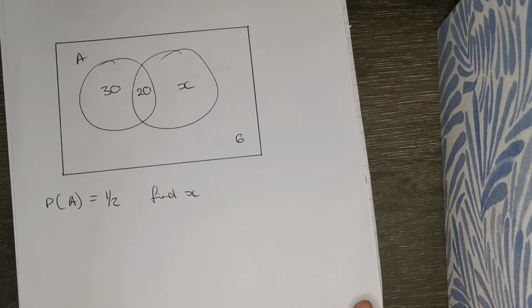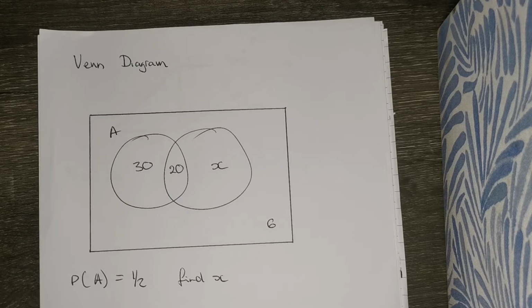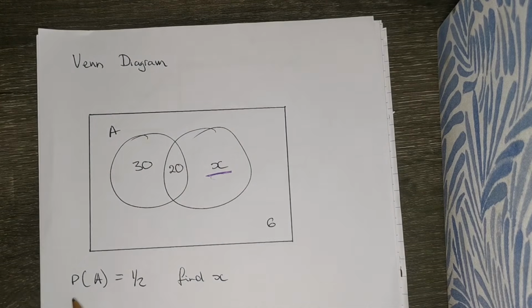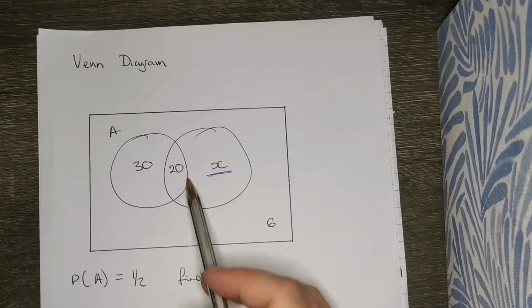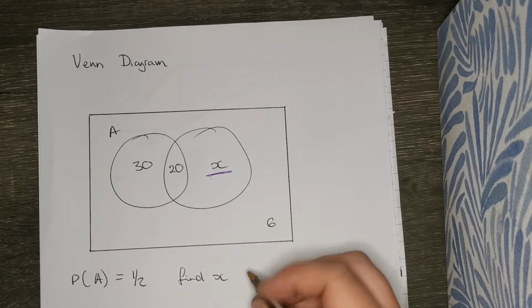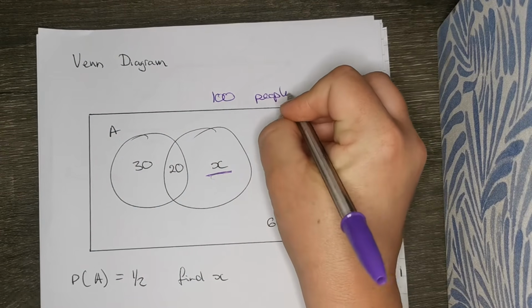Oh, Venn diagram. Those wonderful little circles. So I've got this Venn diagram. I've got an unknown amount there. I'm being told that the probability of getting A is a half. Find X. Well, if the probability of getting anything in that circle is a half, and there's 50 people in there, I'm willing to bet I've got 100 people altogether, or 100 things altogether.